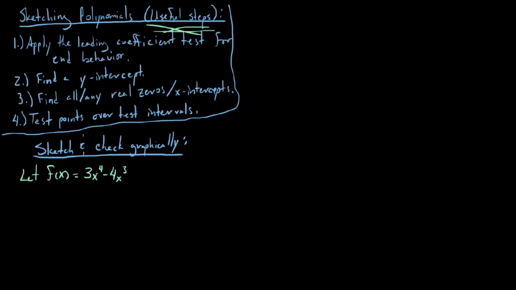So first of all, let's consider this function that I've listed here, which is 3x to the fourth minus 4x cubed. Let's start with this leading coefficient test. We're going to sketch it by hand first, and then we're going to go over to GeoGebra and see how well we did. So looking at this example, recall the leading coefficient test: we look at both the degree and the leading coefficient here. The first thing I notice is it's even degree.